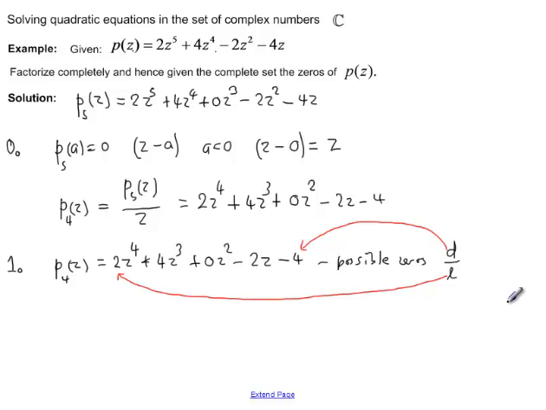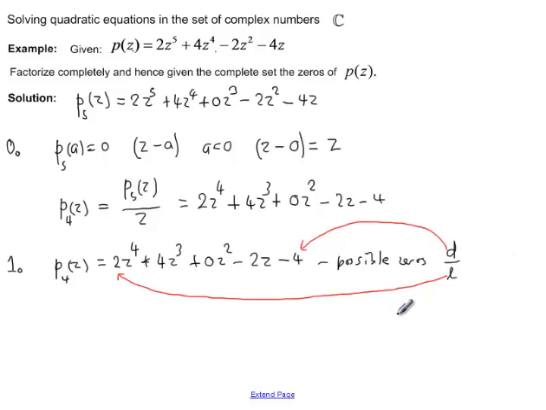Now to verify whether this is a zero, what am I going to do? I'm going to do the first thing I did here. I evaluate that point and see whether I get 0. Once I get 0, I can create a factor for the polynomial. Am I making myself clear, guys? Hello? Okay.